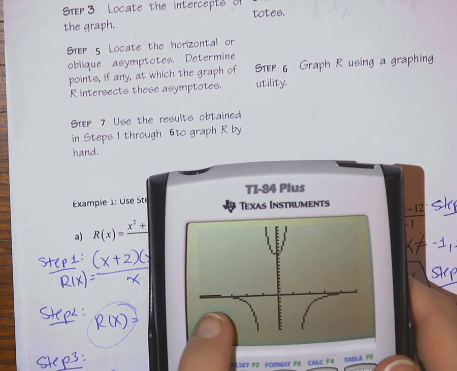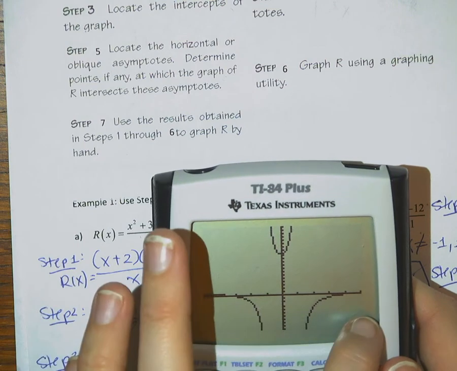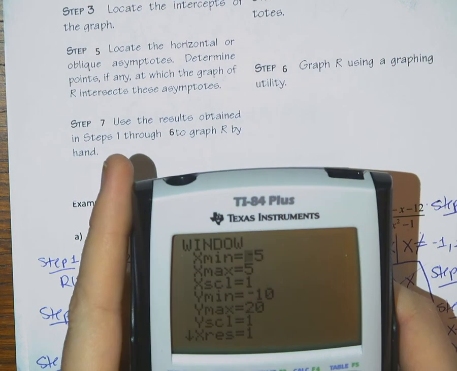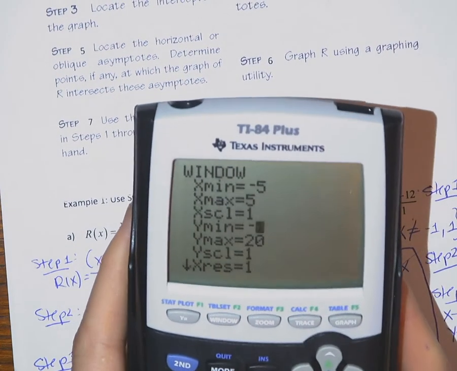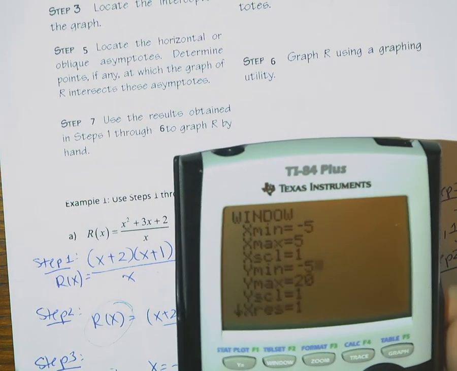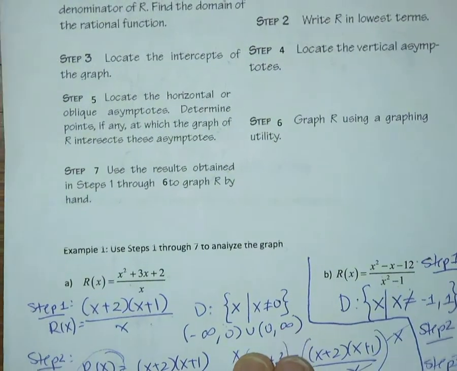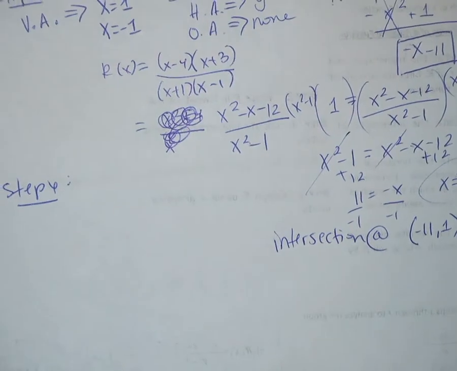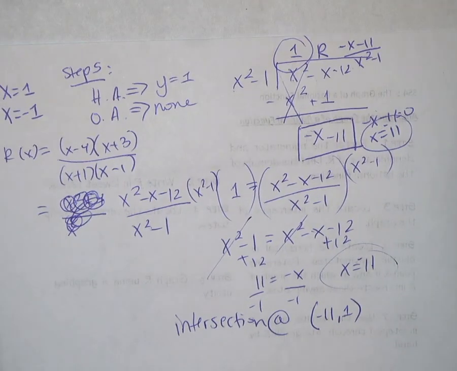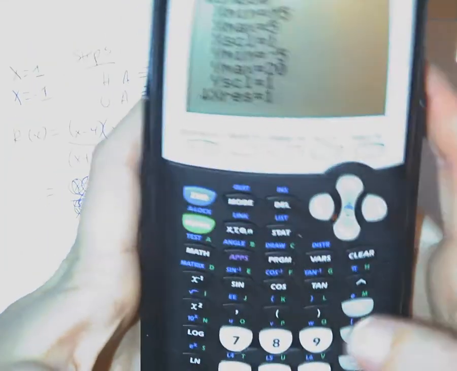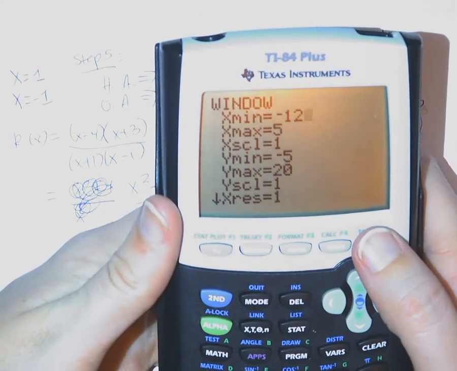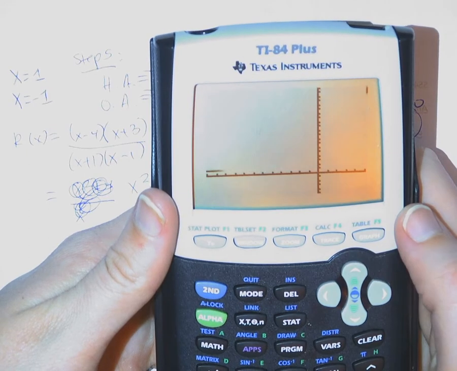Now, here, I can't exactly see what's happening, right? So I'm going to change my window there too. Now, I don't really need to go to negative 10 for my y minimum, so I'm going to go maybe to negative 5. Now, I also remember that I should have an intersection of my horizontal asymptote at x equals negative 11. So I might want to include this value on my graph so I can see this happening. So maybe I'll go to negative 12, my x-min, just so I can really investigate that these things are happening. We'll graph this.